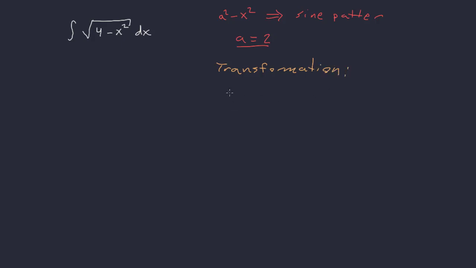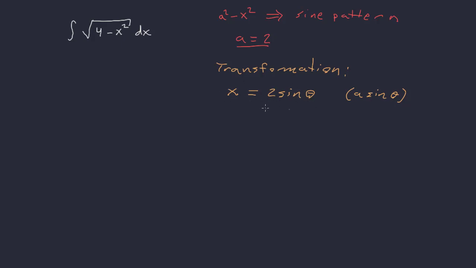Our transformation is, I'm going to say that x is 2 sine theta. We're always going to do this: a sine theta. The a we get from the pattern, and sine comes from the fact that this is a sine pattern. I, of course, forgot my n up here. I guess I got too excited. Okay, and so this is our transformation.